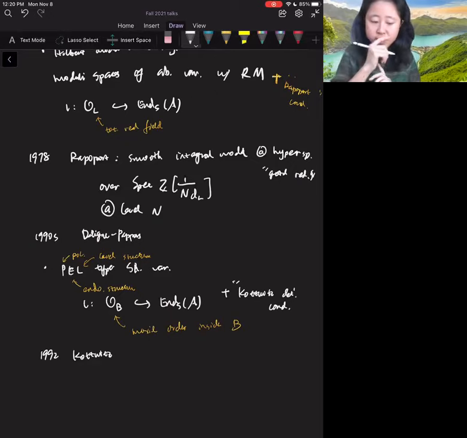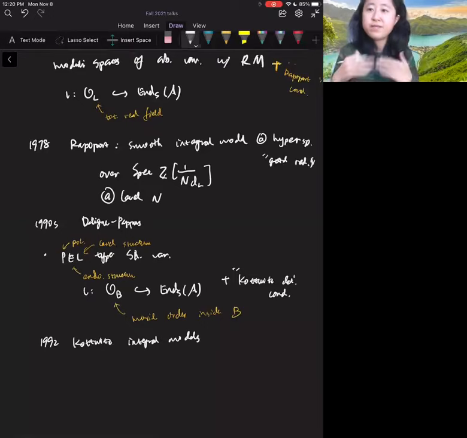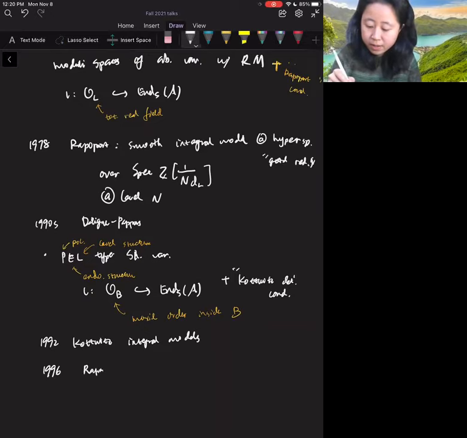And also one caveat I want to say is that Kottwitz integral models, when you take the generic fiber of these integral models, they actually recover several copies of your PEL type Shimura variety. So this has to do with the failure of the Hasse principle, but this usually doesn't affect applications of Kottwitz integral models. And also in 1996, Rapoport and Zink studied the bad reduction case of PEL type integral models.